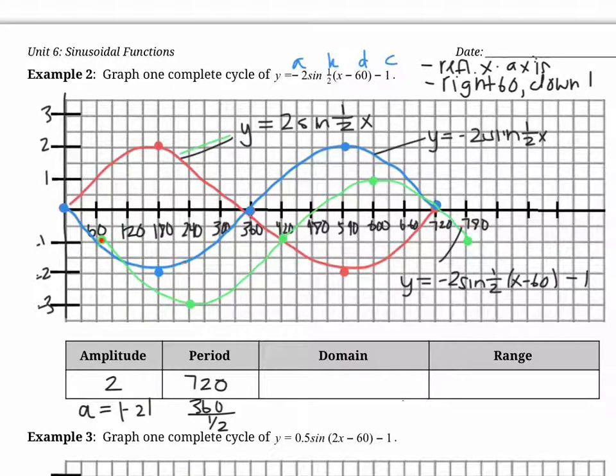We know our domain has to be between 60 and 780 degrees. So let's quickly add in our domain. x is an element of R such that, as we graphed it, it has to be between 60 degrees and 780 degrees. And for our range, the maximum value is 1 and our minimum value is -3, which we predicted. So our range is y is an element of R such that the minimum value is -3, so it's going to bounce in between -3 and 1.